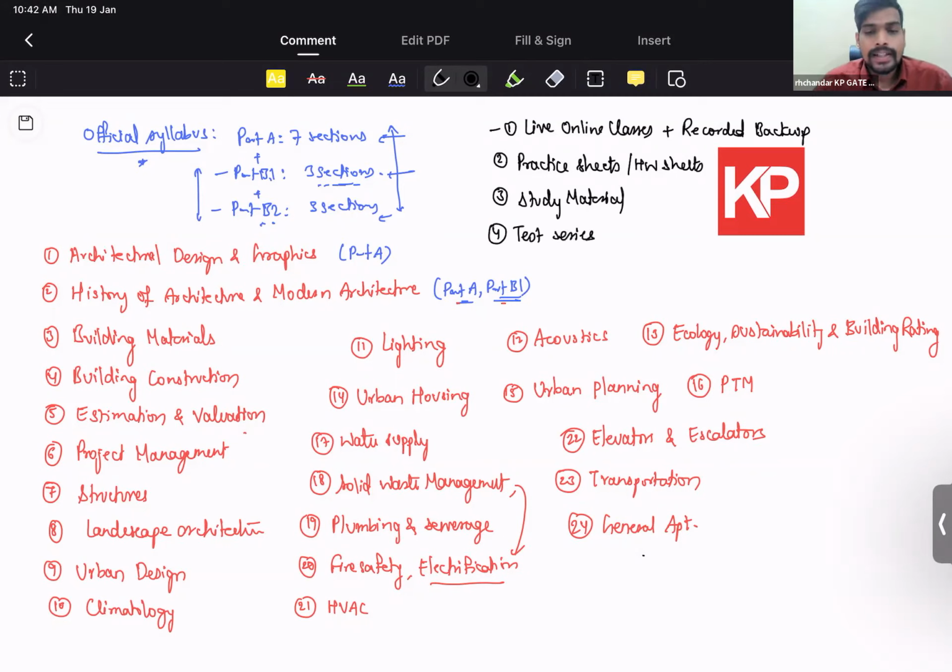Test series is where you have subject-wise tests and also mock tests, where we recommend attending the full-length mocks towards the end, after you are done with the preparation. But before the mocks, there are sectional tests, that is section-wise or subject-wise tests, and also there are full-length mocks.